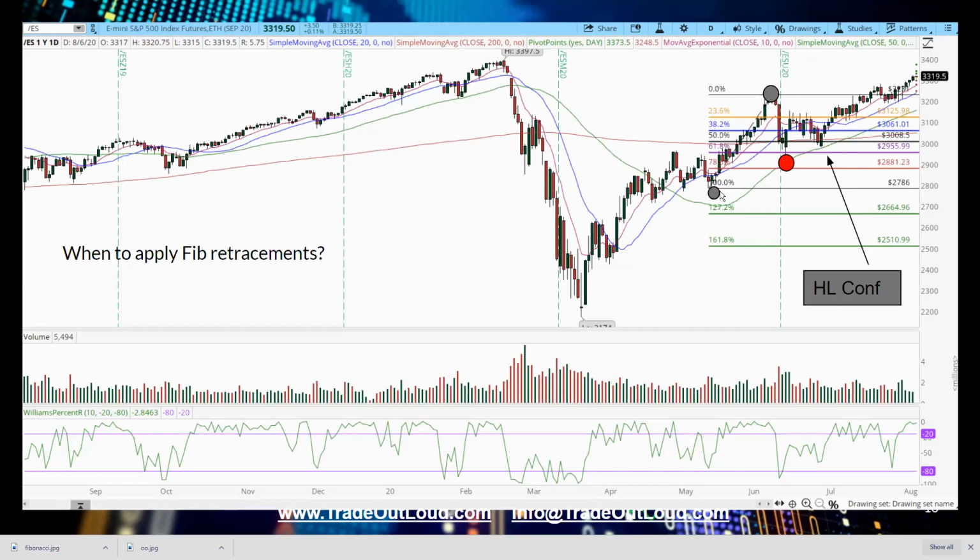So in this particular case, we connected this swing low to the swing high, and we got this retracement right here at the 61.8%. And this is how we came up with the confluence level that we have here. The confluence level was the higher low. So we have a low, higher low, higher low.